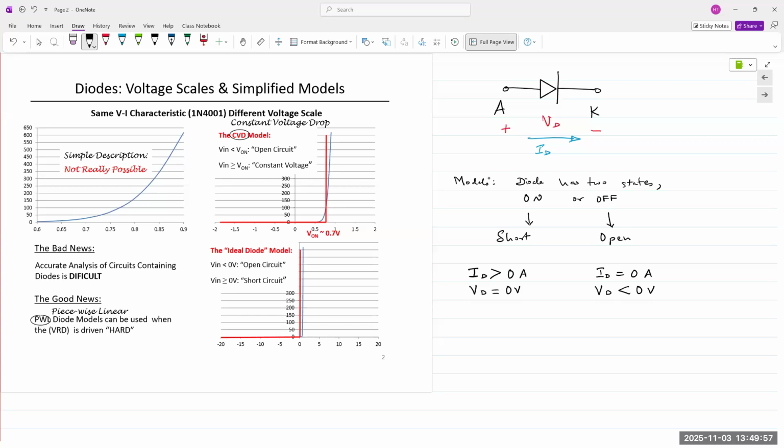Okay, diode is off. All right, let's take a pause and then let me know if you have any questions, and then we'll talk about these graphs and charts.